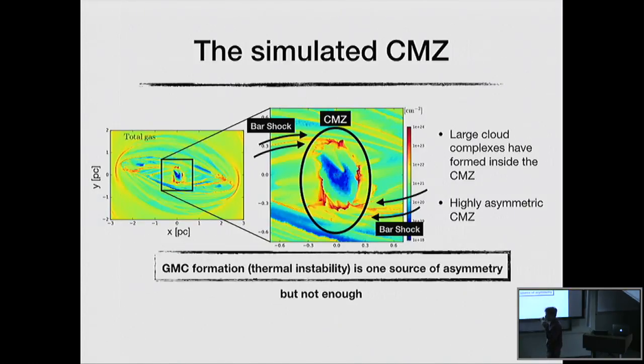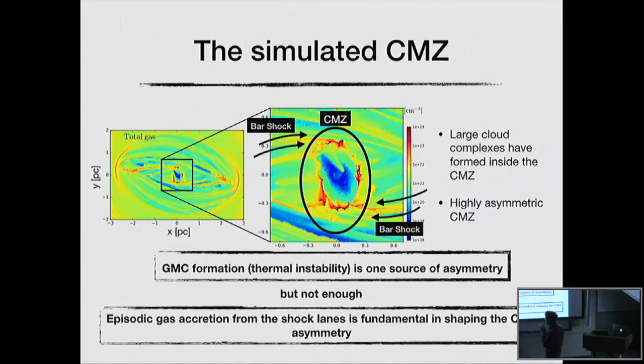So if you have noted from the previous simulations, there is episodic gas accretion onto the central molecular zone, which is disrupting these cloud complexes rotating inside the central molecular zone and enhancing their symmetry. So the other ingredient would be episodic gas accretion from the shocks, compacting and disrupting the clouds that are already inside the central molecular zone.